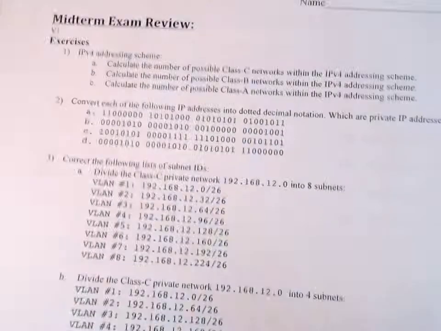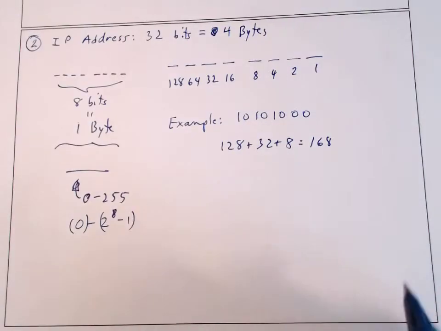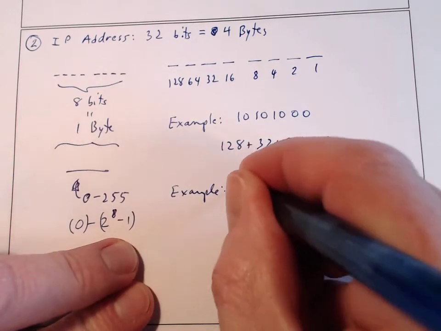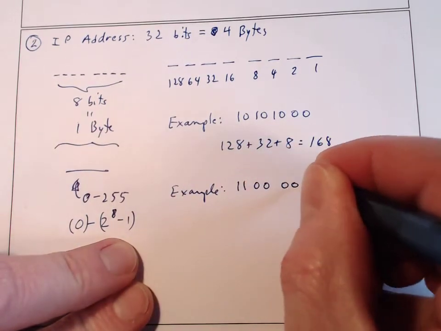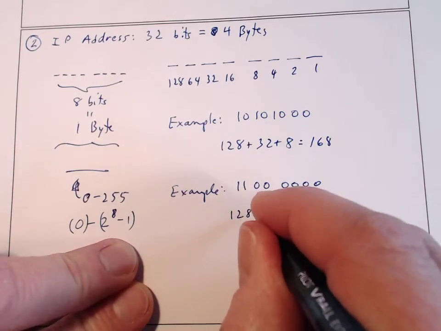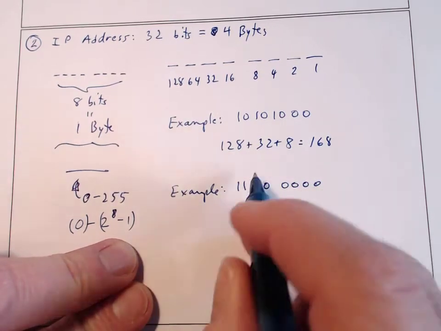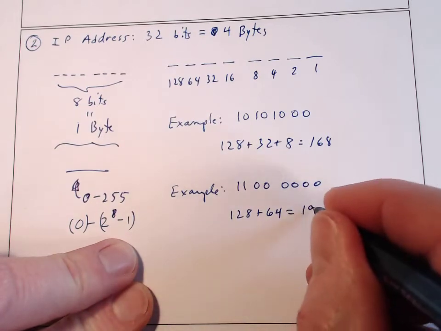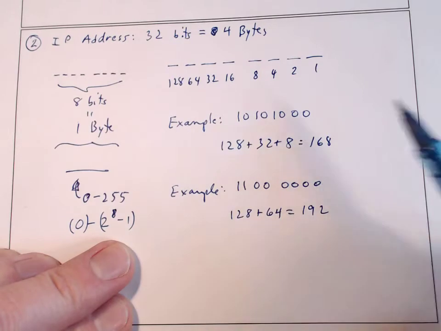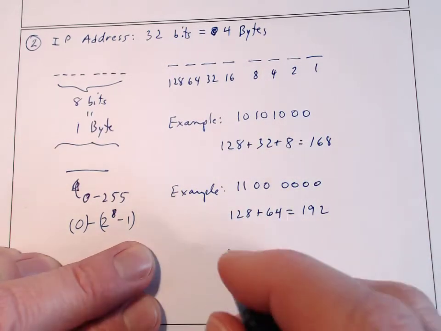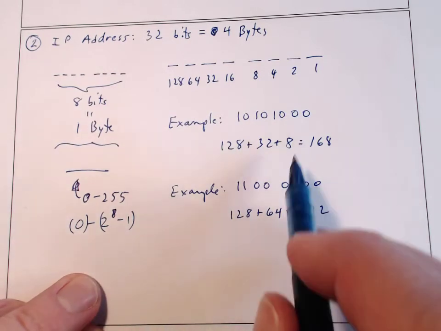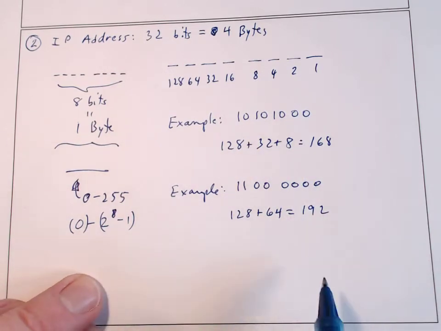If we go to part A, 1, 1, and then zeros, 1, 1, 0, 0, 0, 0, 0, 0. There's a 1 in the 64's place and a 1 in the 128's place. You sum those to 192. And so this is the sequence of patterns that you're often going to see in an IP address of the form 192.168, which is within the private address space.